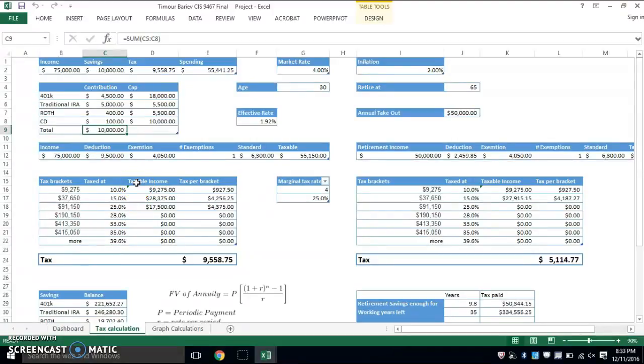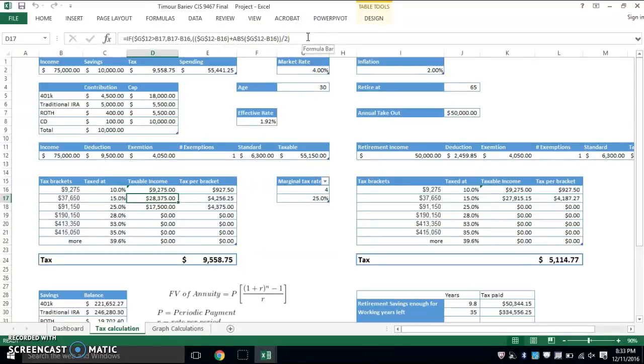To calculate taxes, I wrote down the tax brackets, deducted 401k and traditional IRA contributions, and compared the taxable income to the brackets. If taxable amount is higher than the income bracket, then only income under the bracket is taxed at this rate. Otherwise, whatever is higher than the previous bracket is taxed at the current rate. As you can see, it's a rather long formula, but that's really all it does.